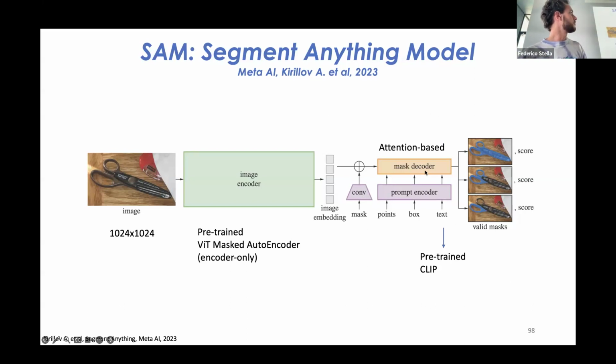And the mask decoder is attention-based, so it's a bunch of cross-attention between the prompt encoder and the image embedding, and vice versa. They do both ways. And then they upscale. They give you a segmentation mask and a predicted confidence IOU.